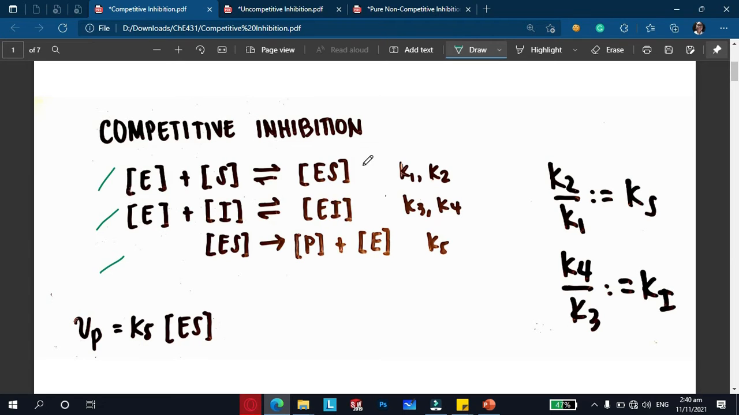For the purpose of this derivation, we're going to name the rate constants by number. For the first step, the rate constant would be renamed later for simplification as K sub S, and for the second step, the enzyme inhibitor complex, renamed later as K sub I. That would be the rate constant of the backward over the rate constant of the forward reaction. And last but not the least, that would be our product rate constant K sub 5.